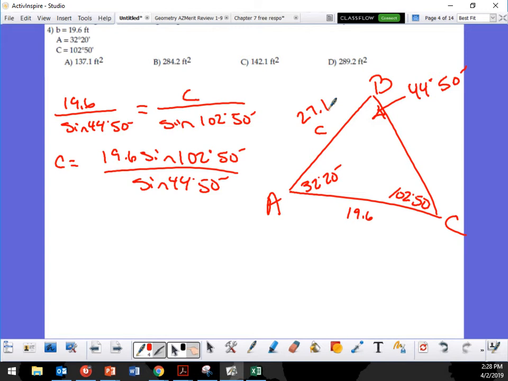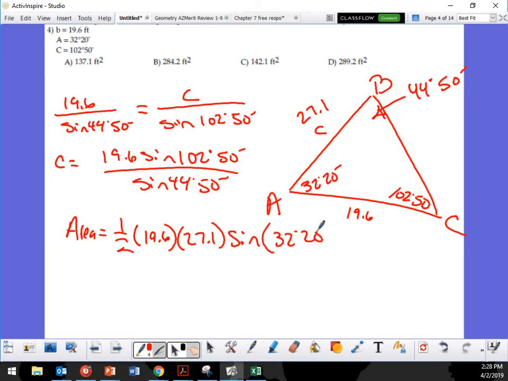All right, now that I have that, what do I have to do to find the area? I need to have something special to find the area. That formula with 1 over 2. Yes. Okay, with 1 over 2, but 1 over 2 AC, wait, no, BC sine of A. Yep, BC sine A. So, area is equal to 1/2. Now it would be BC, so it's going to be 19.6, 27.1 sine of 32 degrees, 20 minutes.